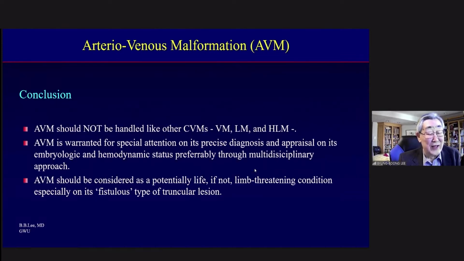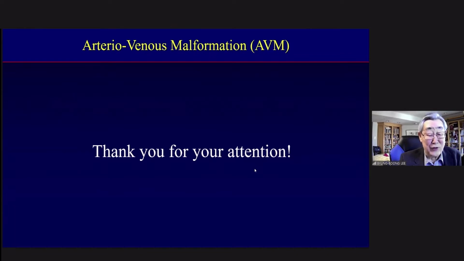As a conclusion, ladies and gentlemen, AVM should not be handled like other malformation lesions, like venous, lymphatic or hemolymphatic lesions. AVM warrants special attention on its precise diagnosis and appraisal, and on embryonic hemostasis, preferably through a multidisciplinary approach. AVM should be considered a potentially life, if not limb-threatening condition, especially the truncular lesion type. Thank you for your attention.